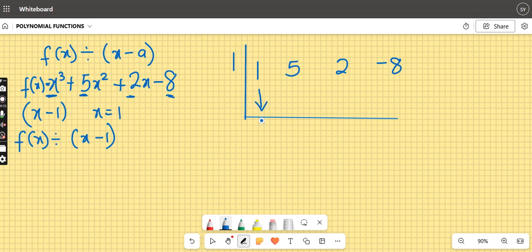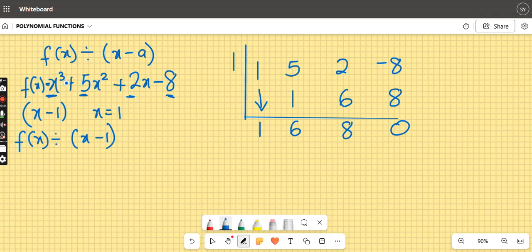So we start by dropping our 1. 1 times 1, 1. 5 plus 1, 6. 1 times 6, 6. 2 plus 6, 8. 1 times 8, 8. Negative 8 plus 8, of course, our remainder will be 0.